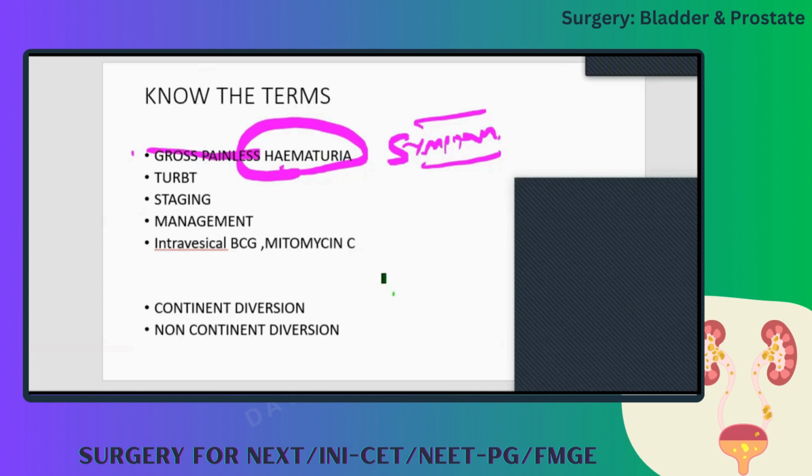Then there is a tumor here. So how to resect this tumor? What are the ways you can resect this tumor? Can you radically perform the resection? Yeah, radical cystectomy is an option. Okay, then any other?